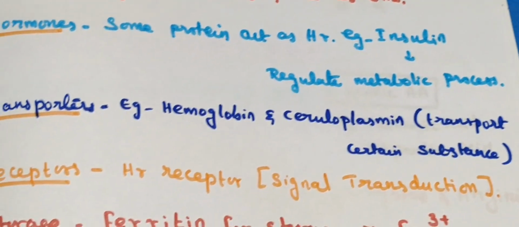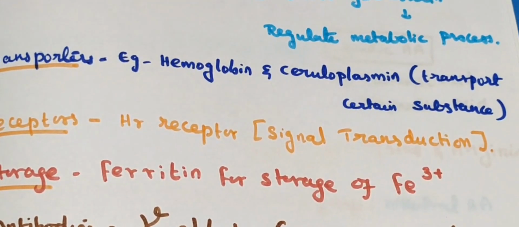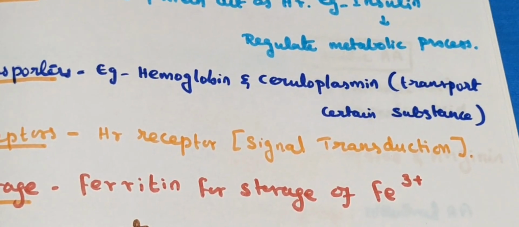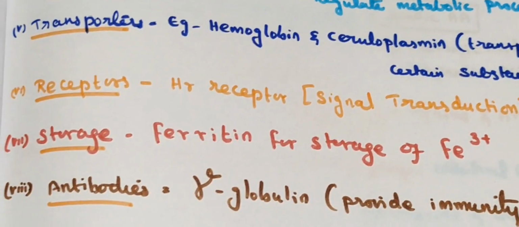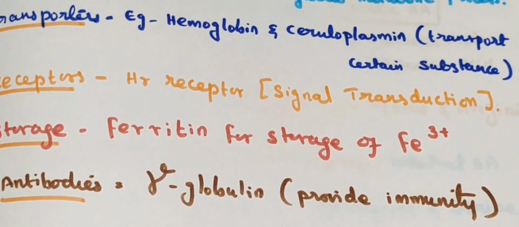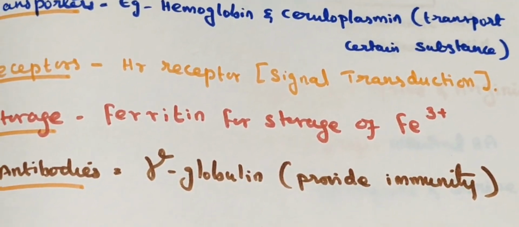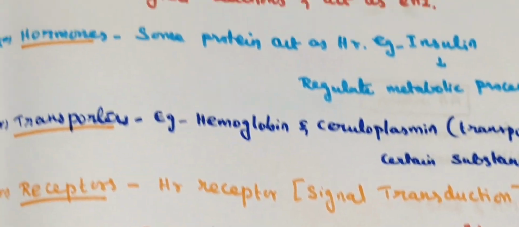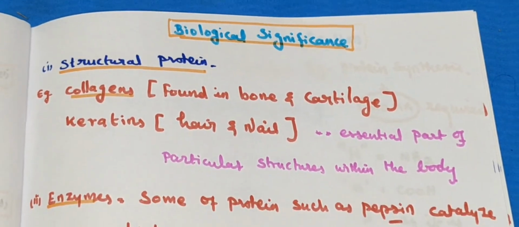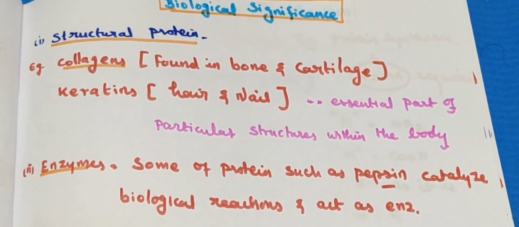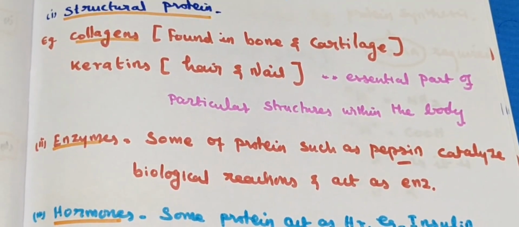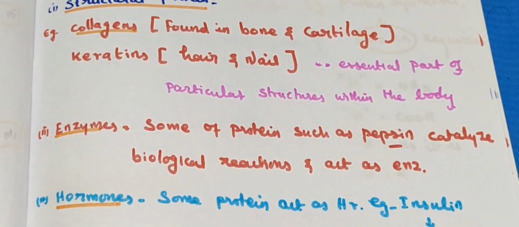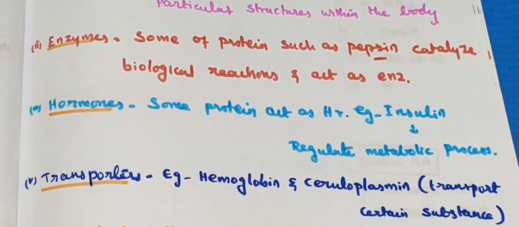Then ceruloplasmin. Then receptors: some proteins act as hormonal receptors for signal transduction. Then storage, in the form of iron storage, ferritin. Then antibodies provide immunity. So these are the biological significance of proteins. This is a repeated long essay type question: protein and their classification and their significance.